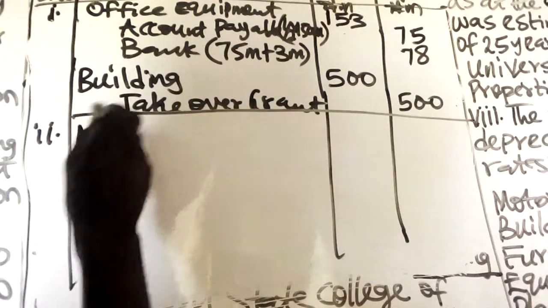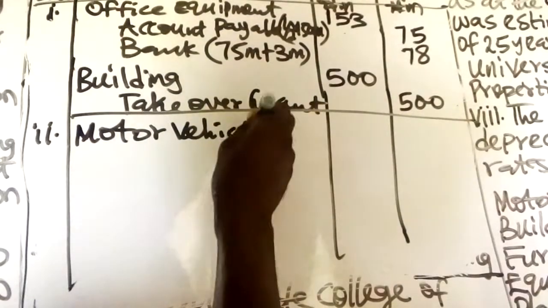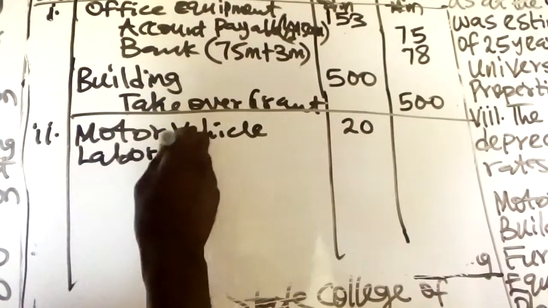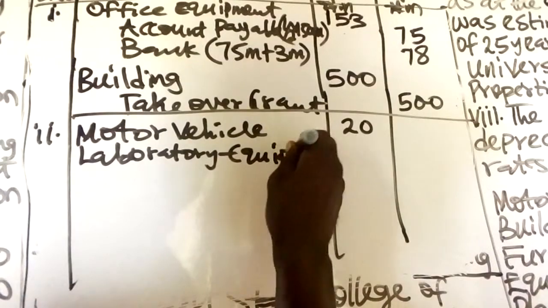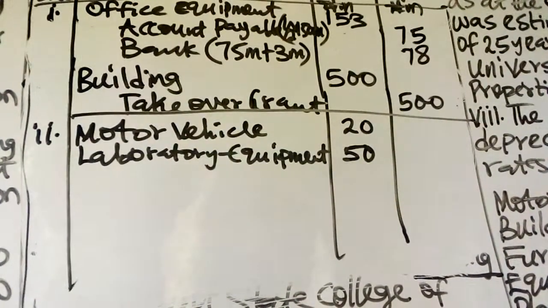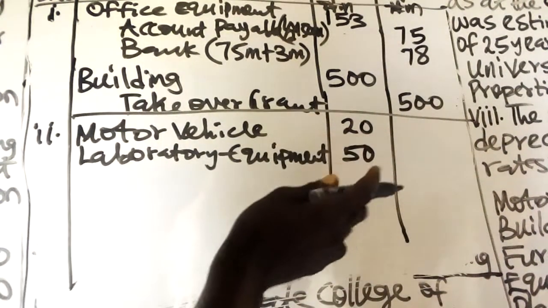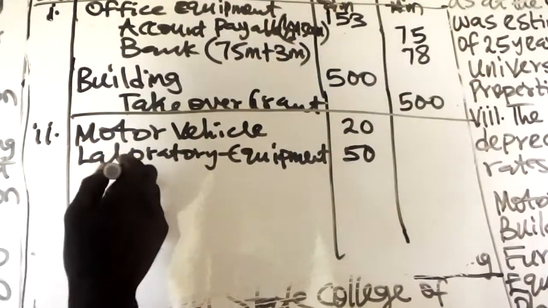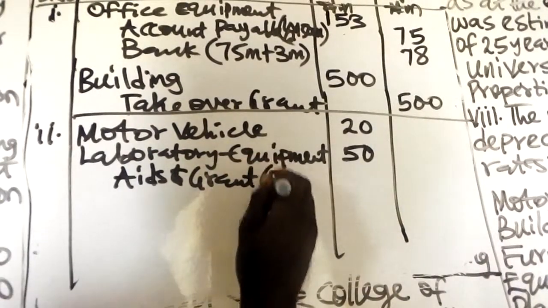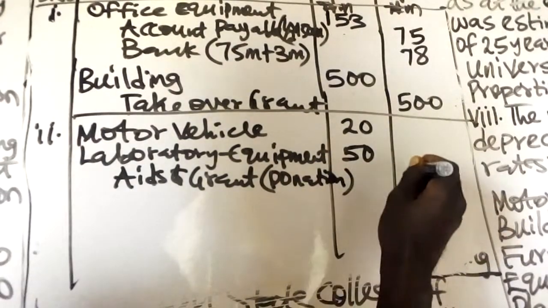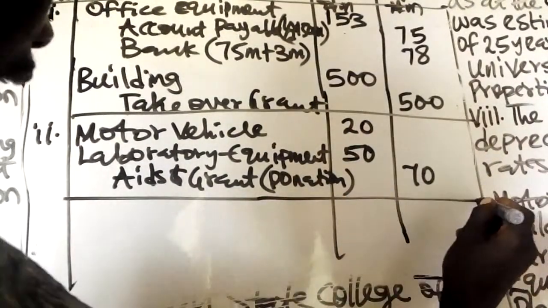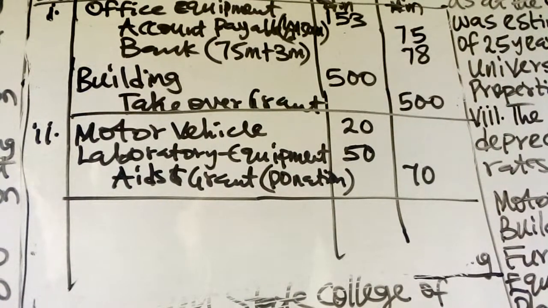So you debit motor vehicle with the cost of 20 million. You debit the laboratory equipment with the cost of 50 million. The whole of the grant that was given to them will now be 70 million. Since you have debited the asset, then you are going to credit aid and grant account. This aid and grant was given to them as donation. You credit it with 70 million, being the cost of the motor vehicles and the laboratory equipment received as donation during the period. That is note two.